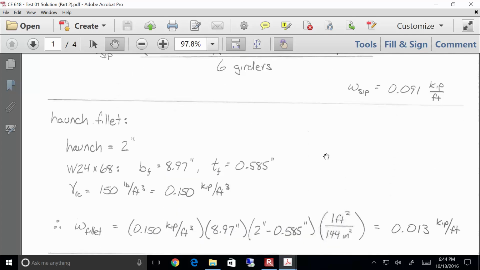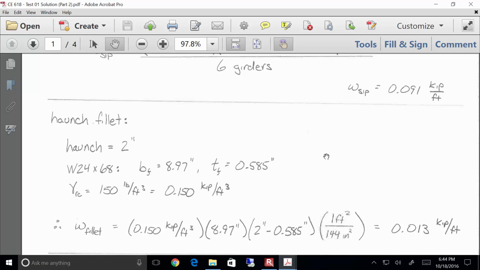Now, this one had a fair amount of mistakes. Remember, what we're computing here is the haunch fillet. It's that little strip of concrete above the top flange. Now remember, the haunch is 2 inches, but how thick is that fillet of concrete? It's 2 inches minus the flange thickness, and the flange thickness is 0.585, and a lot of people left that off. Now the width is how wide that strip of concrete is, and it's 8.97 inches because that's how wide the flange is. Okay, and again, all those dimensions came from the tables at the end of the exam. All right, so here's the area of that strip of concrete.